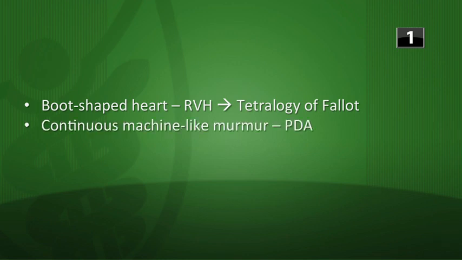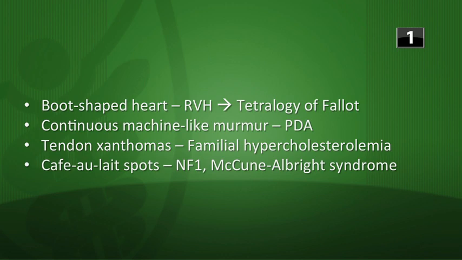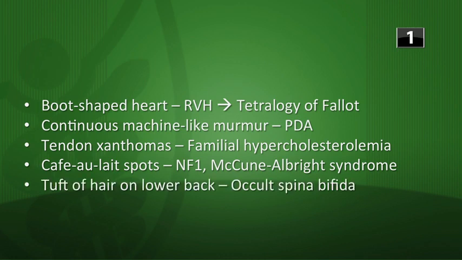Continuous machine-like murmur, that's going to be your PDA. Tendon xanthomas, that's going to be seen with your familial hypercholesterolemia. Cafe au lait spots, that's going to be seen with your neurofibromatosis type 1, as well as McCune-Albright syndrome. Tuft of hair on lower back, that's going to be a feature of an occult spina bifida.